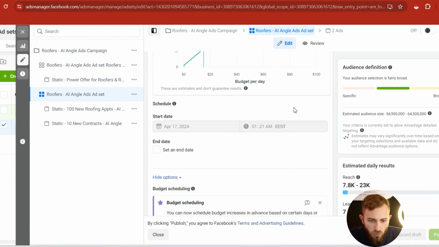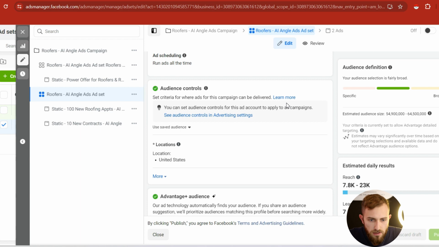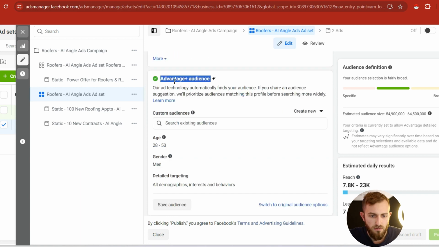Okay, cool. Next thing that I want to show you is the Advantage Plus audience, which is something that Meta came out with about a year ago. And it says here, our ad technology automatically finds your audience. If you share an audience suggestion, we'll prioritize audiences matching this profile before searching more widely. And as you can see here, my audience selection was super broad, like ages 28 to 50, gender men. And I specifically chose men because 100% of the contractors that I spoke to were men. This is why I specified men over here.